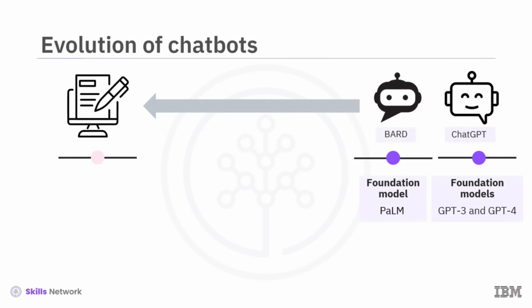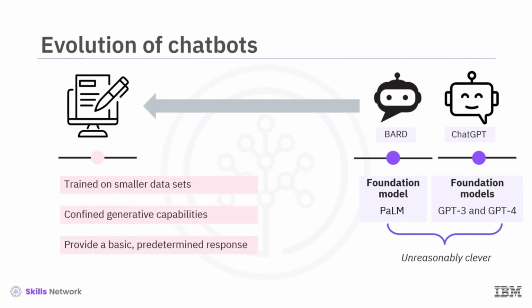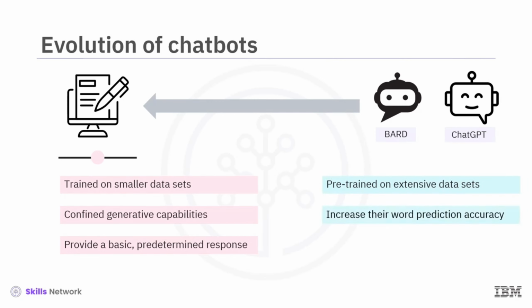Google's PaLM powers the Google Bard chatbot. These are today's unreasonably clever chatbots. However, if we think back to how early chatbots functioned, we realize that they were trained on smaller datasets, which confine their generative capabilities. While they could predict responses based on keywords, they could only provide a predetermined response. In contrast, chatbots today are pre-trained multiple times on extensive datasets. They are therefore able to increase their word prediction accuracy and respond in a more helpful and creative manner.